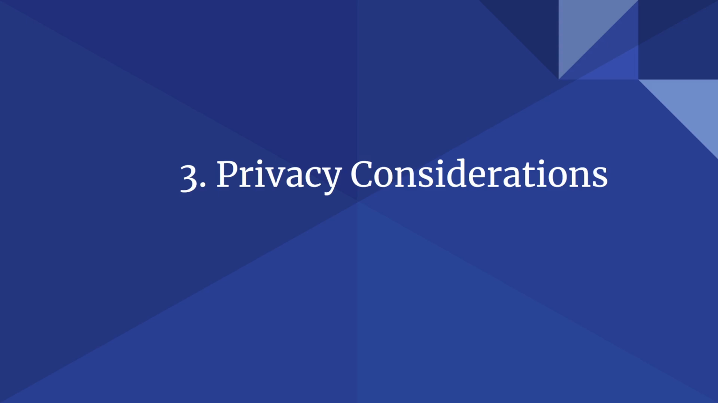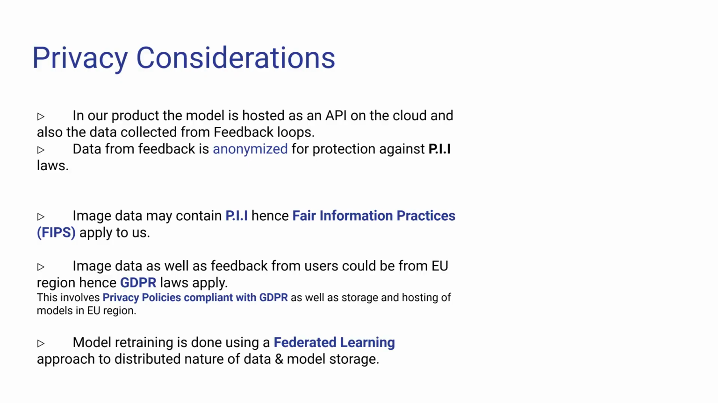Now, for privacy considerations, the given data is stored in the cloud, and the model which is in the API is also hosted in the cloud. The image data that we use, as well as the users' clicks for checking whether it's real or false, will be recorded, and hence that may be a source of PII, hence the FIPS applied to us.